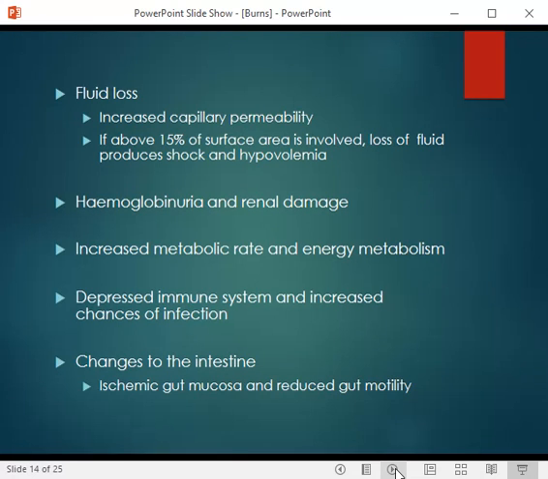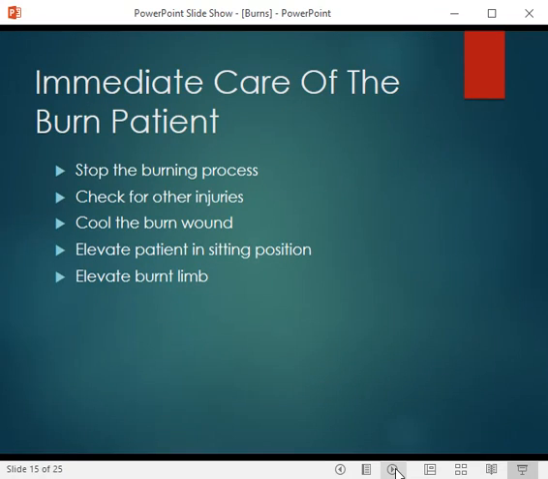Burn is a cause of major physiological stress for the body, and whenever the body experiences physiological stress, it tries to save vital organs at the expense of certain other organs. For example, the blood supply to the kidneys and the intestine is reduced. This leads to ischemic injury to the gut mucosa, and it may be so severe that the gut may become gangrenous.